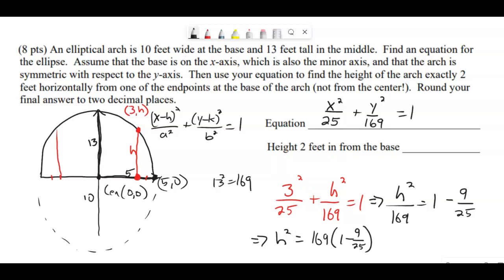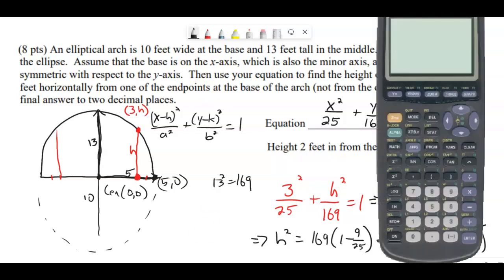I'm not doing much simplification because they asked about decimal places. So h is the square root. Now typically plus or minus, however it doesn't make sense here because height is positive. We're just going to do the principal square root of 169 times 1 minus 9 over 25.